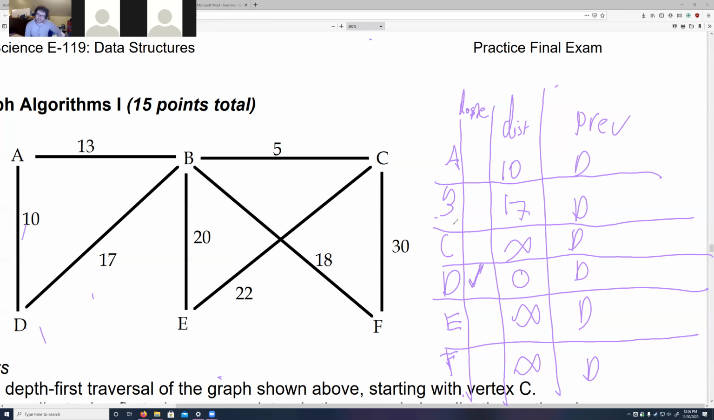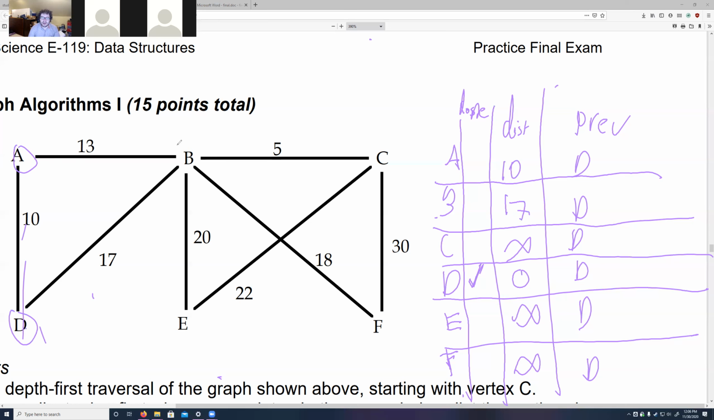Okay. So next, let's look at the nodes. Now we look through and we select the one with the shortest distance. So 10, 17, infinity. This is done, so we skip it. Infinity, infinity. Which of these numbers is smallest? That's A. So we're going to look at A now. A has 2 routes out of it, but one route is part of what we've already searched. So this one is 13.